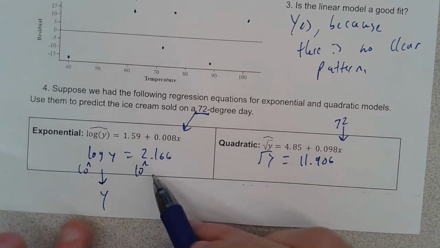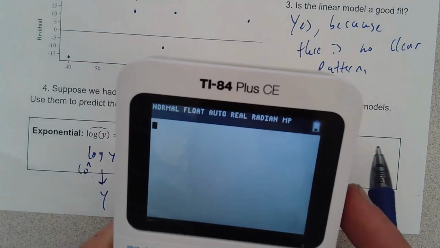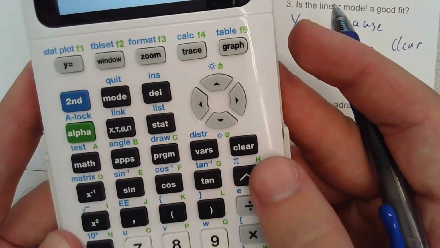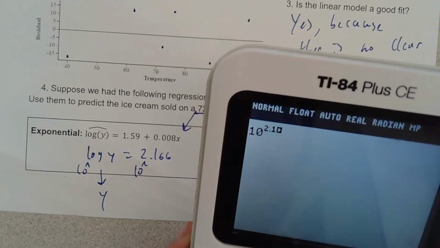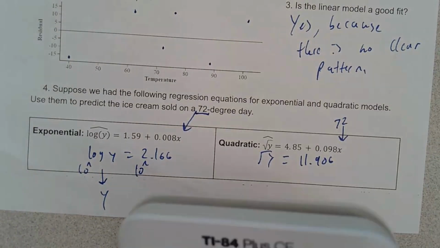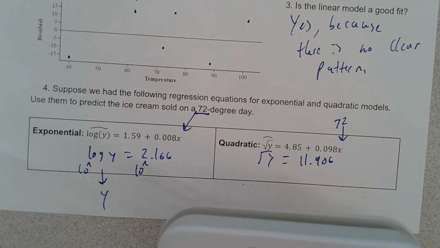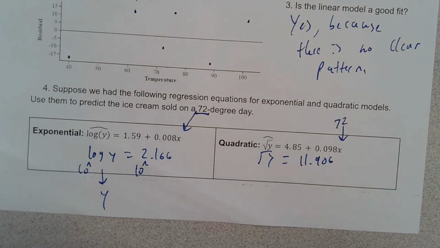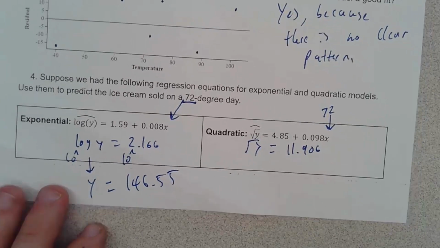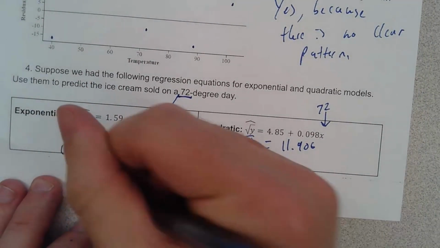And here on the calculator, I'm just doing 10, then the caret right here, 2.166, and I got 146.55. Okay, so that's my prediction.